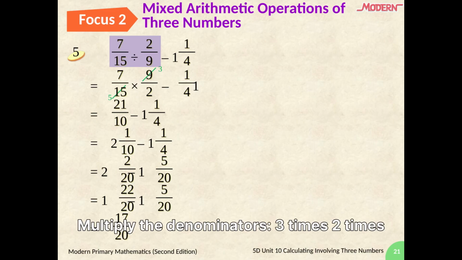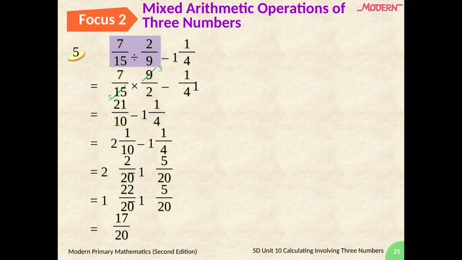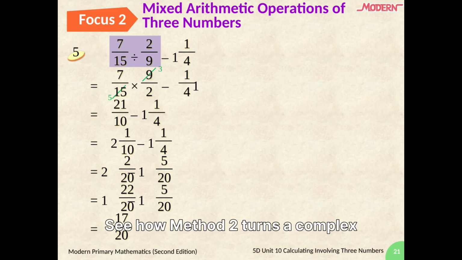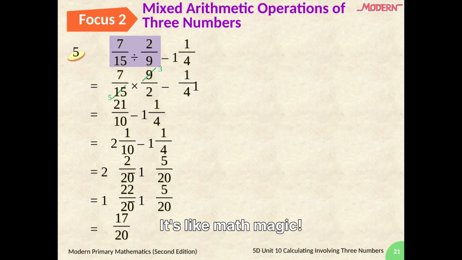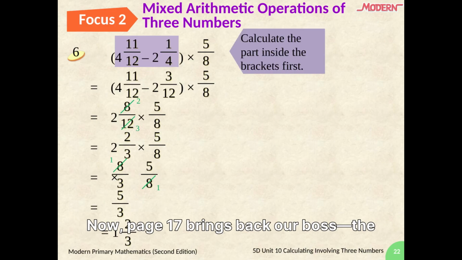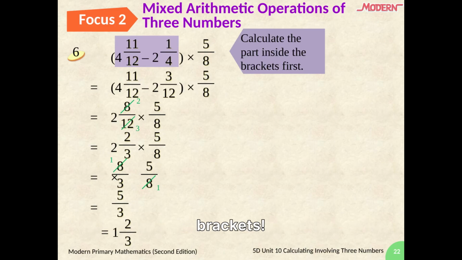Multiply the denominators. 3 times 2 times 2 is 12. So our final result is 1/12. See how method 2 turns a complex division and multiplication problem into one simple string? It's like math magic. Now, page 17 brings back our boss, the brackets.